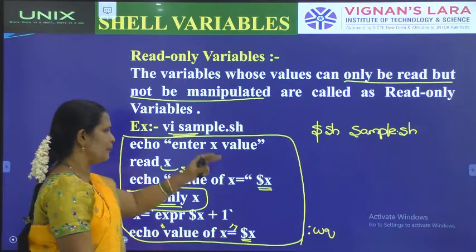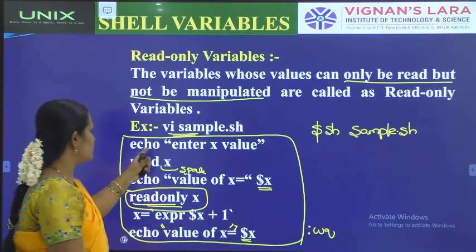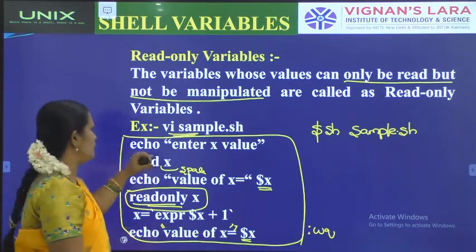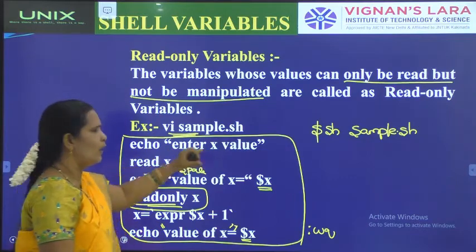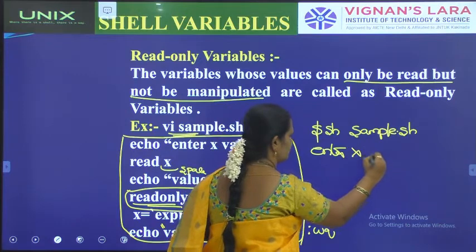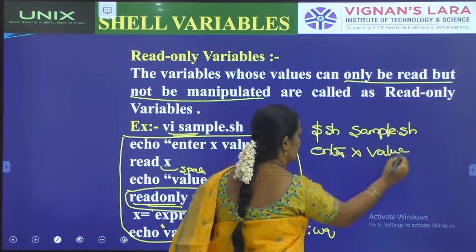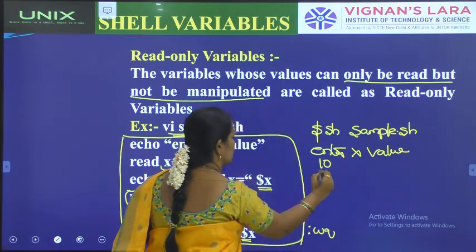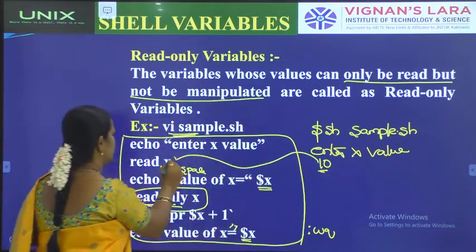Observe the print statement in the code. The first statement only, the print statement. It is echo space enter x value. Automatically it is going to display enter x value. Now I am going to enter 10. This 10 will be stored in variable x.